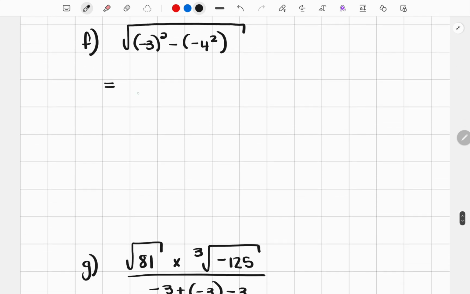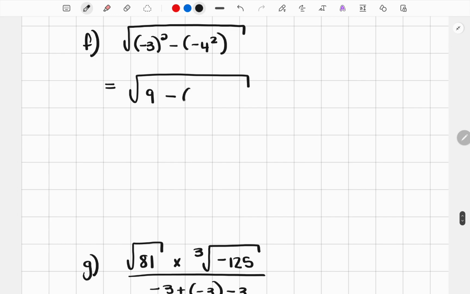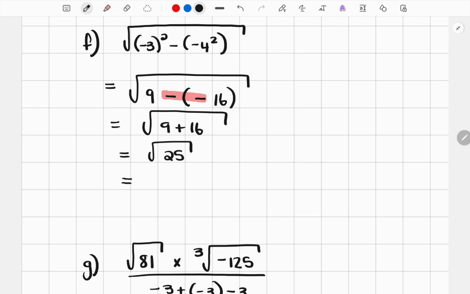Okay, again, square root. Negative is raised to the power 2, so negative 3 times a negative 3 gives you a positive 9, minus a negative. Now, can you see here, the negative is not raised to the power 2 because that 2 isn't on the outside, it's on the inside. So the negative stays, and 4 squared is 16. Then you're going to get 9, and a negative melted together with a negative will give you a positive 16, which is the square root of 25. And lastly, we can take our square root away, and the answer is 5.